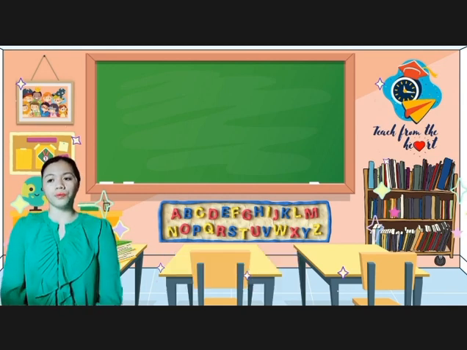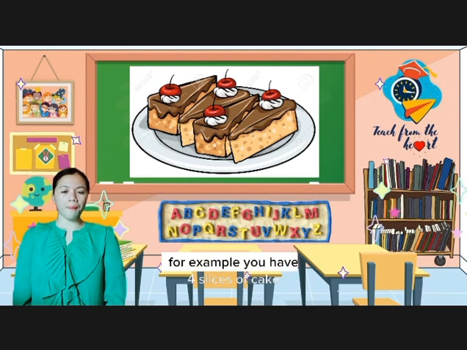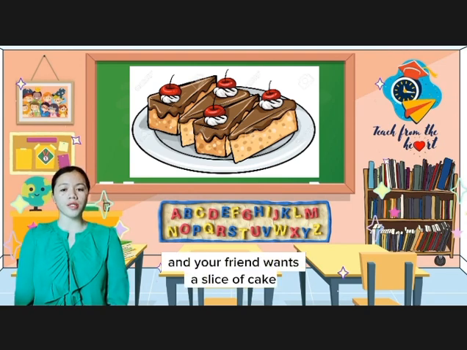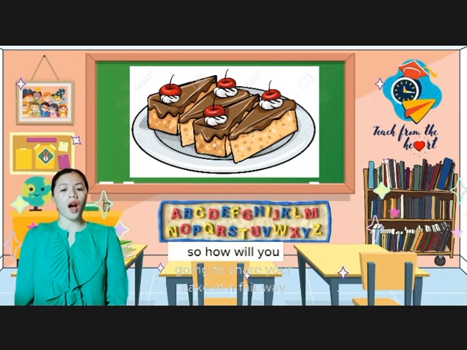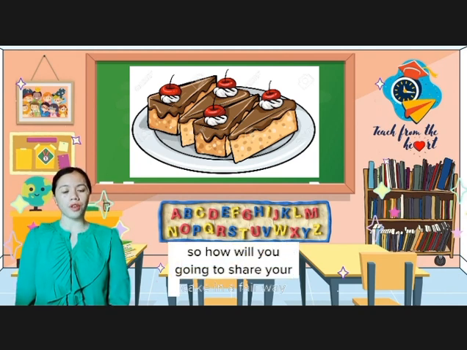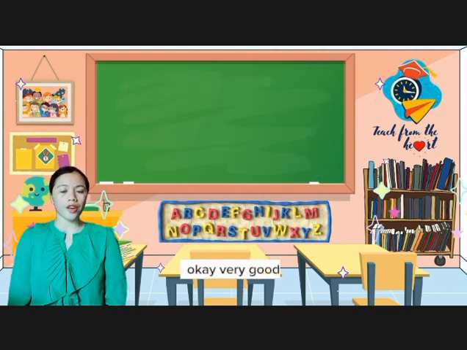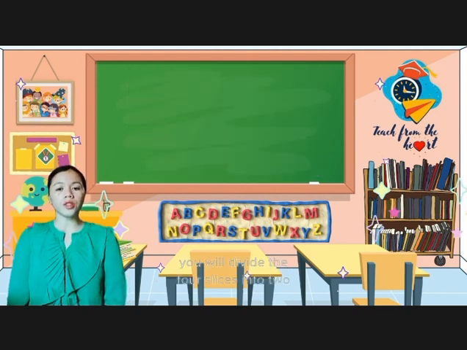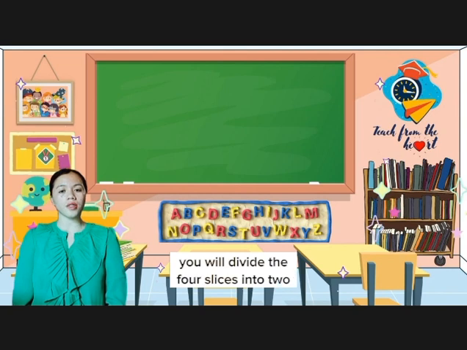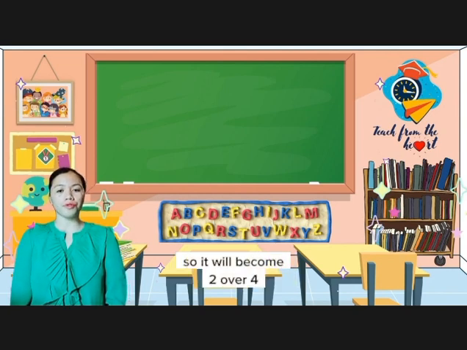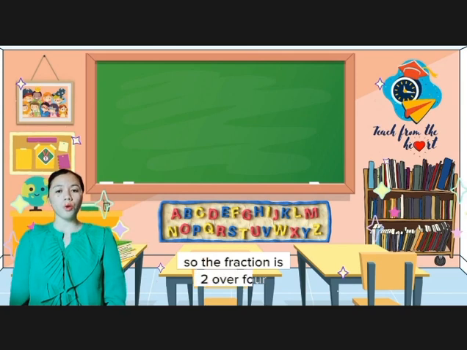For example, you have 4 slices of cake and your friend wants a slice of cake. How are you going to share your cake in a fair way? Very good. You will divide the 4 slices into 2, so it will become 2 over 4. So the fraction is 2 over 4.